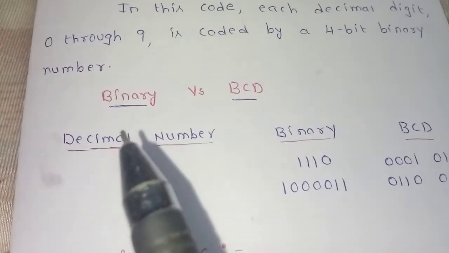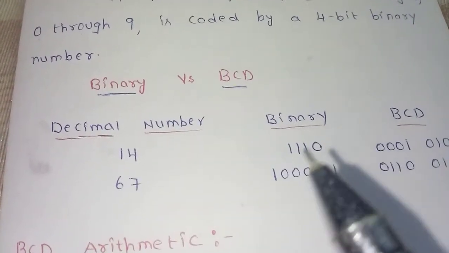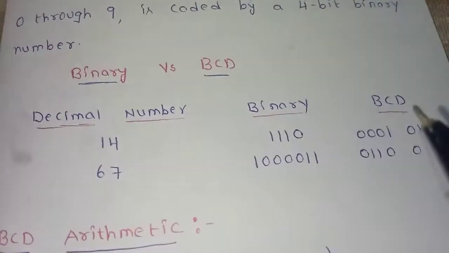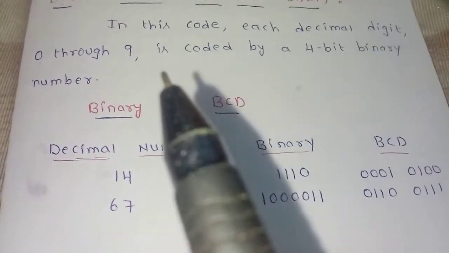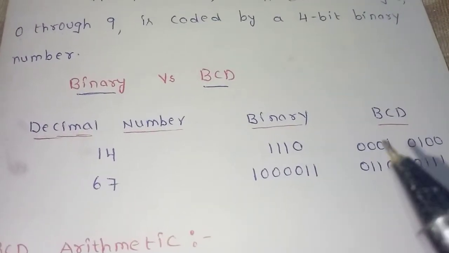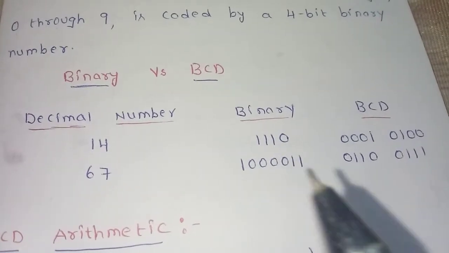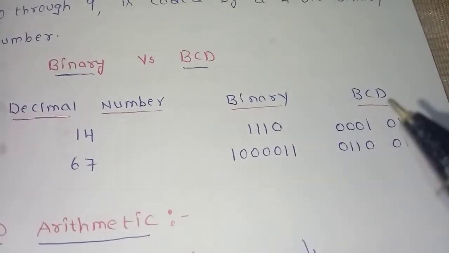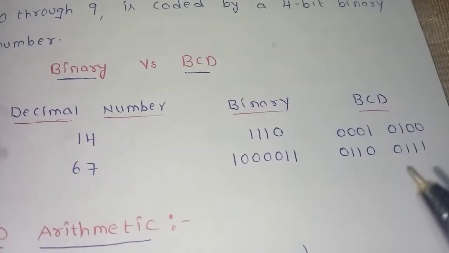In this code, each decimal digit 0 through 9 is coded by a 4-bit binary number. Now look at this example, binary versus BCD. Decimal number 14 is expressed in binary as 1110, whereas in BCD each decimal digit is expressed as a 4-bit binary number. That means 1 is expressed like this and 4 is expressed like this. Similarly, 67 is represented in binary like this, but 67 in BCD has 6 as a separate 4-bit binary group and 7 as a separate 4-bit binary group.